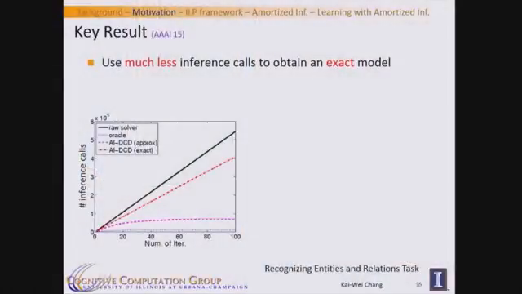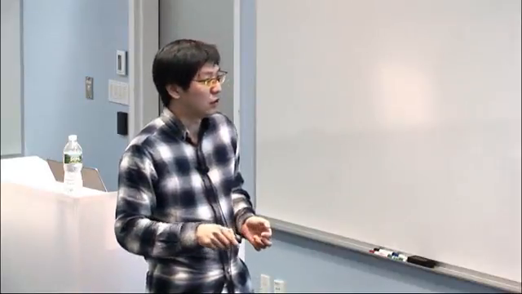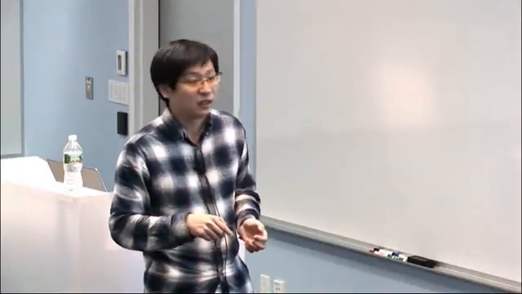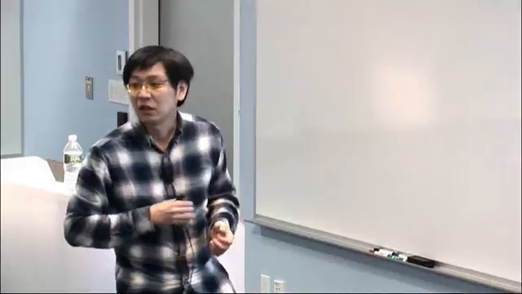Right, sure. So here is a key result. Basically, we can use many fewer inference calls to obtain an exact model. This figure shows the number of inference calls along with the iterations in the training. The row method basically calls the inference solver every time, so this is a straight line.